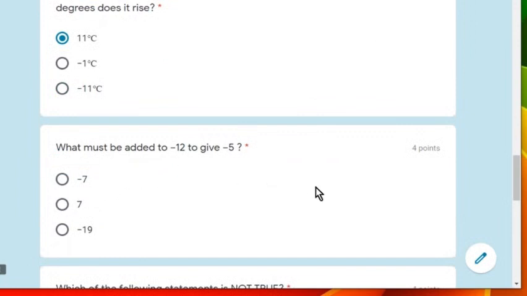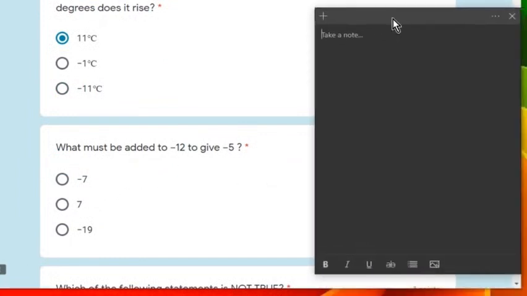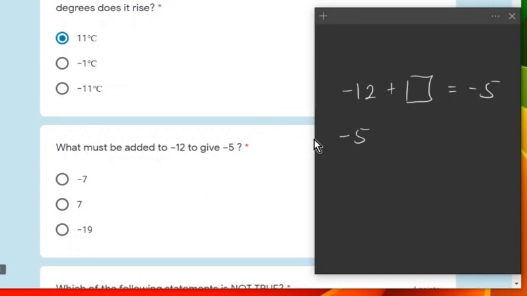What must be added to negative 12 to give negative 5? So that is the same procedure. If I have negative 12 plus what will give me negative 5. So to solve this, it will be negative 5 minus negative 12, which will give me what I'm looking for. So this is the same as negative 5 plus 12. And the answer is positive 7. Okay, so the answer is positive 7.